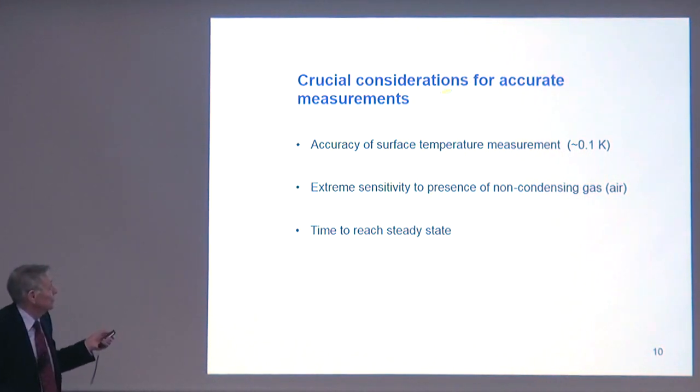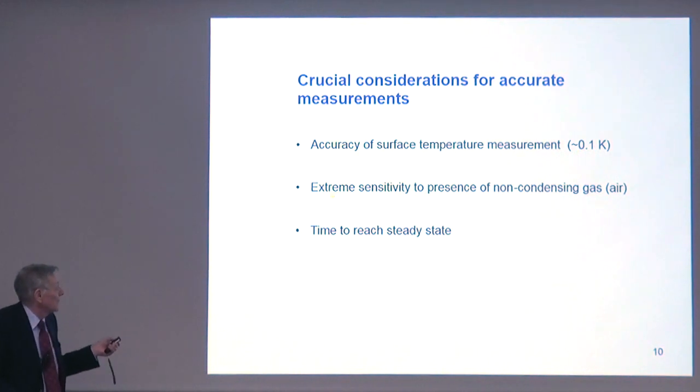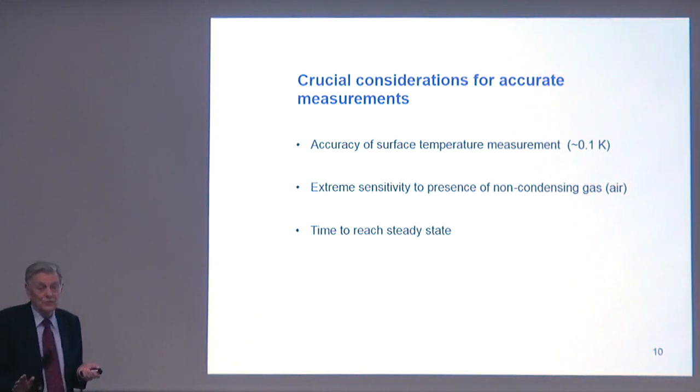Critical considerations for accurate measurements. The surface temperature must be measured with an accuracy around 0.1 of a Kelvin. The results are extremely sensitive to the presence of a non-condensing gas, or air typically. Only a few parts per million will depress the heat transfer coefficient very significantly.